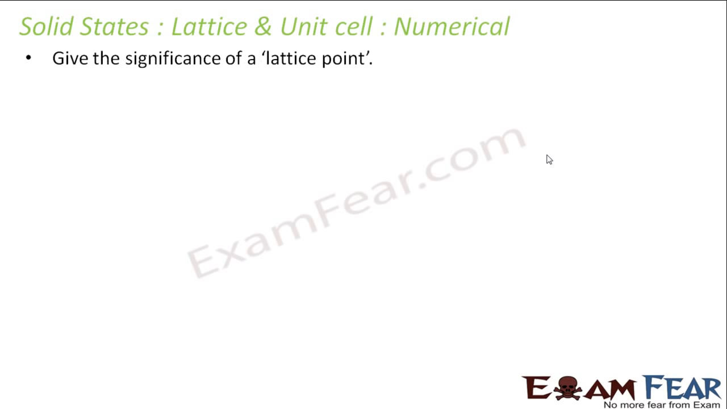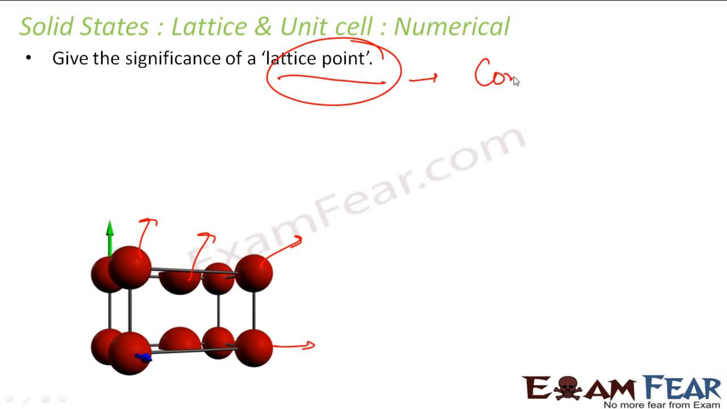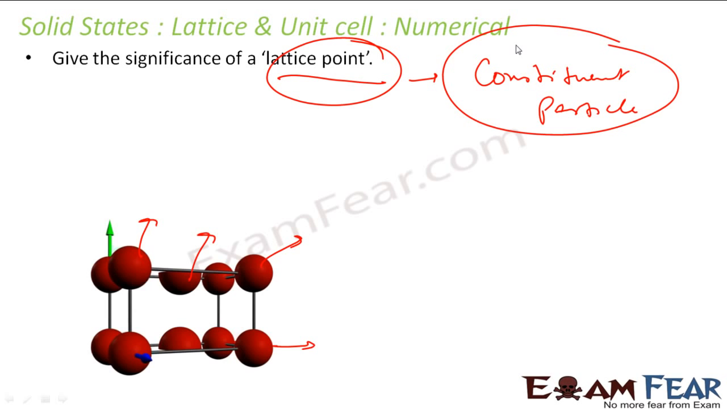Let's take some numericals now. So the question is, what is the significance of lattice point? So if you see, I took a unit cell. Each lattice point represents constituent particles. These are all lattice points, right? So each lattice point represents my constituent particles. And my constituent particles can be what? It can be atoms, it can be ions, it can be molecules.